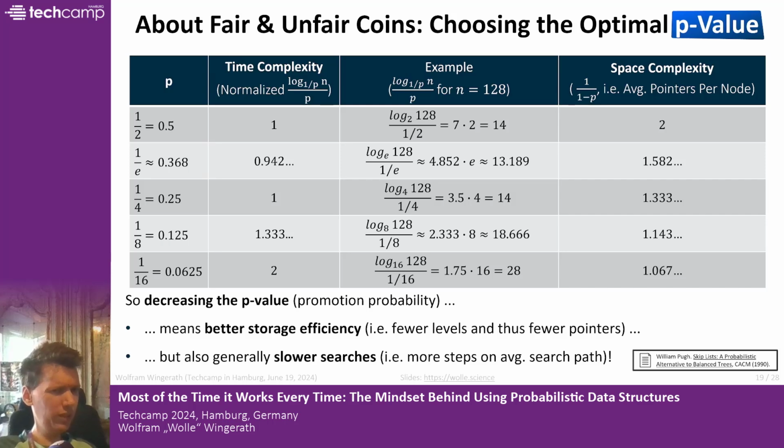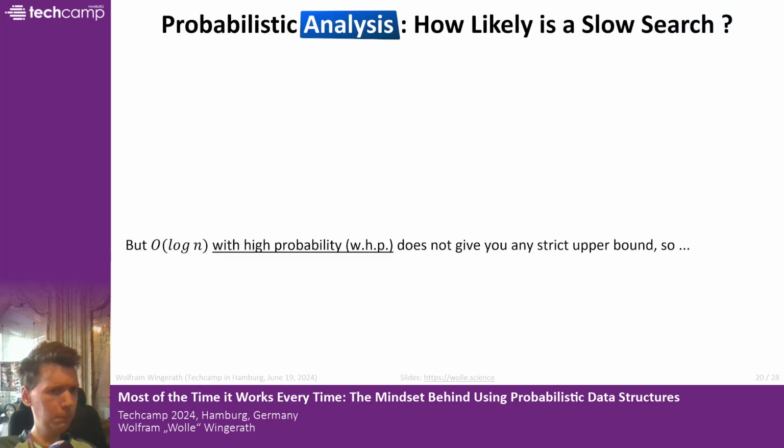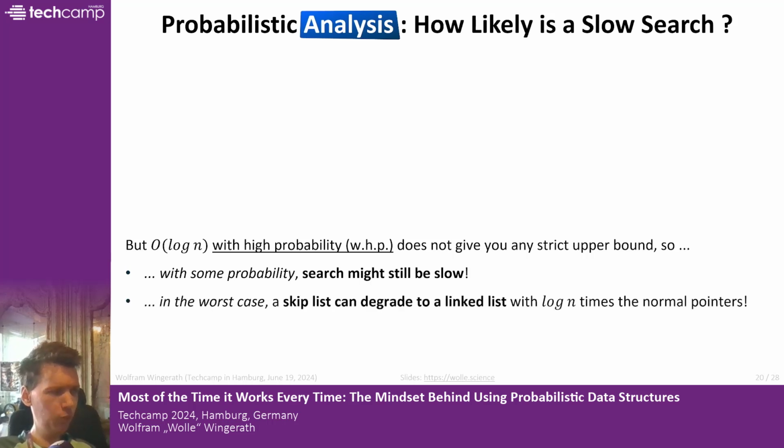And now the question is, what exactly does slower searches mean? Because I said, on average, we're still with a perfect skip list, but what does that mean? Because I think the official term is, you get logarithmic complexity with high probability. And this sounds super vague, because what does that mean? It basically means, okay, with some probability, search might be slow, and with some probability, like worst case, we just have a linked list. So what are the odds?